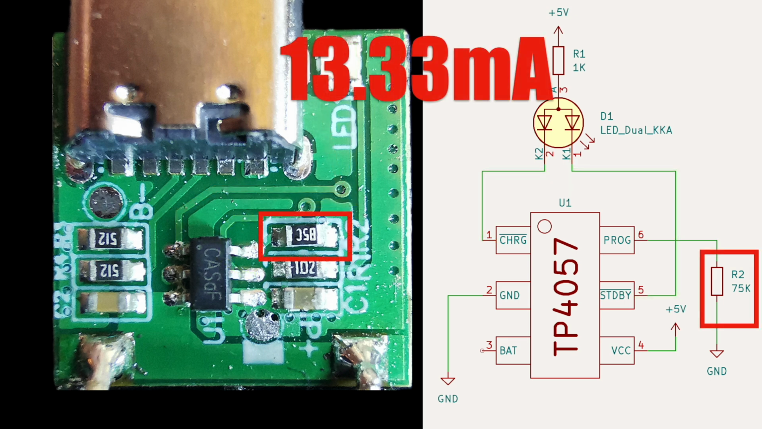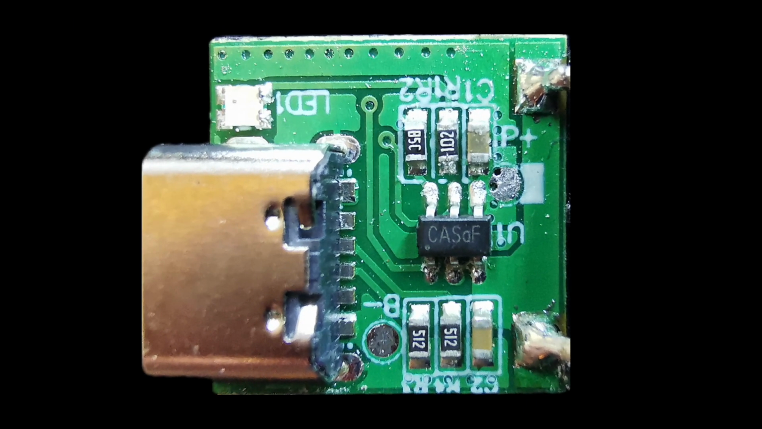Plug-in resistor, 75K, which gives us around 13.33 milliamps charge current, so pretty low. It's going to take quite a while to charge the batteries. But that's pretty much it. It's a pretty basic charging circuit, nothing exciting at all, but interesting nevertheless.